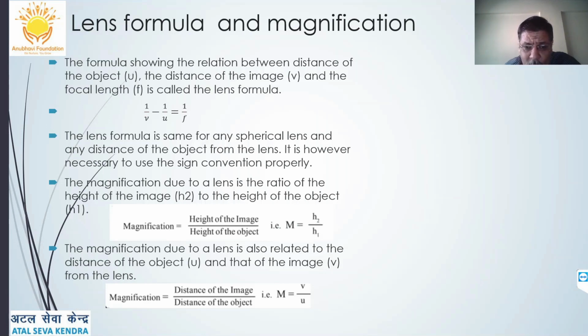The magnification. Now, what is magnification? Magnification can be defined as a ratio of the height of the image to that of the object. It is given as m is equal to h2 upon h1, where h2 is the image height and h1 is the object height. Or it can be also given as distance of the image upon distance of the object. M is equal to v upon u.